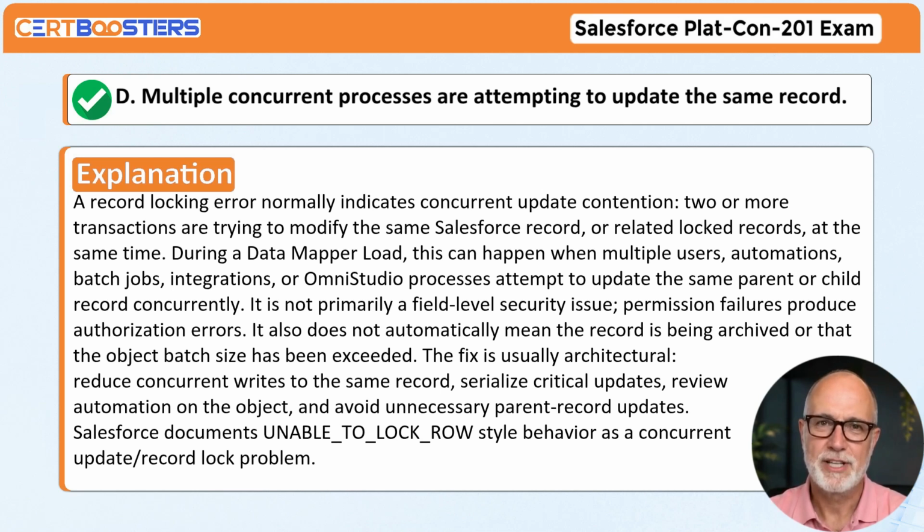The fix is usually architectural. Reduce concurrent writes to the same record, serialize critical updates, review automation on the object, and avoid unnecessary parent record updates. Salesforce documents UNABLE_TO_LOCK_ROW style behavior as a concurrent update/record lock problem.